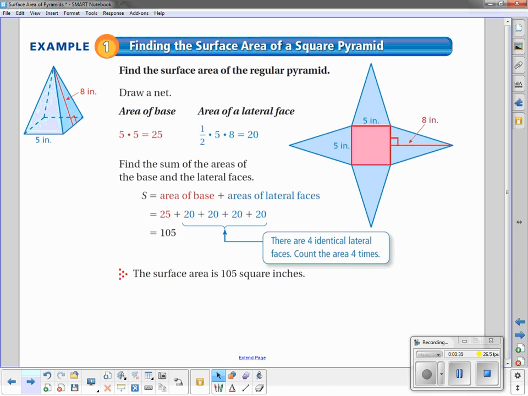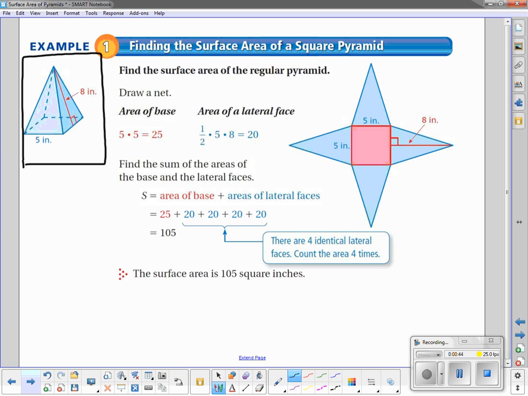We're going to use this example over here on the left side of the screen, and the measurements that we find here say that the base of this pyramid is 5 inches, and since they only tell us one measurement, that tells us we have a square pyramid. So if that's 5 inches, then this side is also 5 inches. And then we know that the height of the lateral surface is 8 inches. Okay, so we're going to find the area of all the faces.